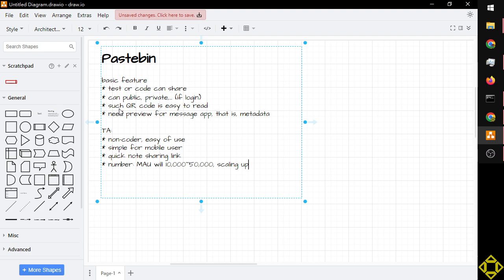Okay, how about we assume that it will scale up 100 times, for example, so maybe when mature it will have 1 million users.